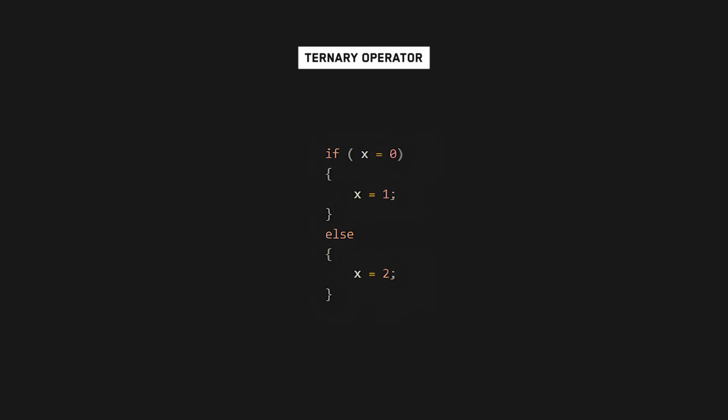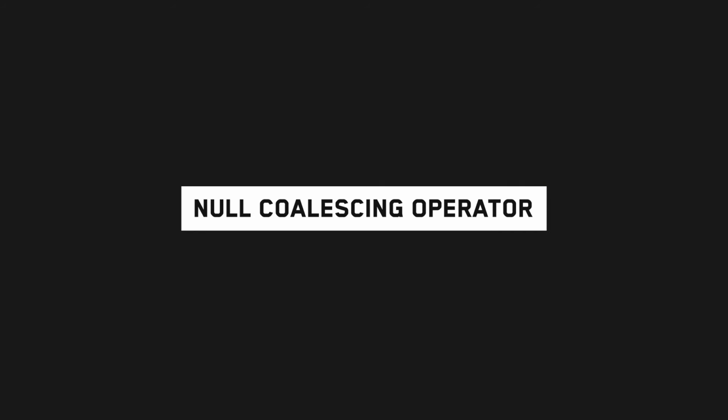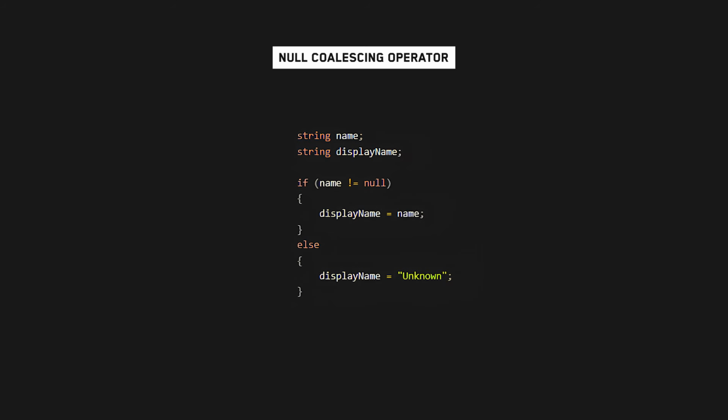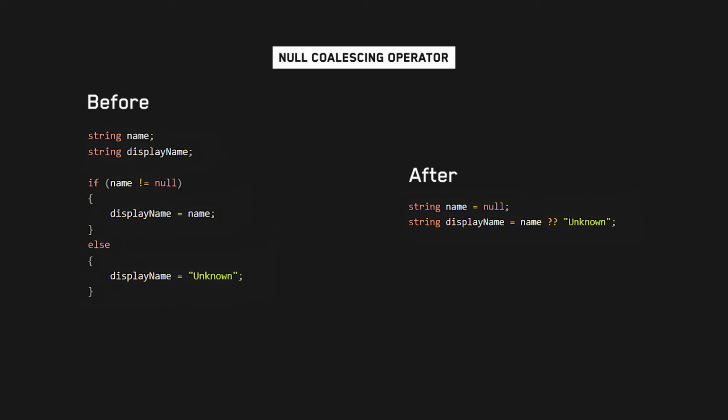Next, the ternary operator. Instead of writing a full-blown if-else block, you can use this. Here, if this condition is true, then this value is returned, else the other one is returned. Next, the null coalescing operator is perfect for assigning default values. Replace traditional if-else with this. It returns the value of its left-hand operand if it isn't null. Otherwise, it evaluates the right-hand operand and returns its result.